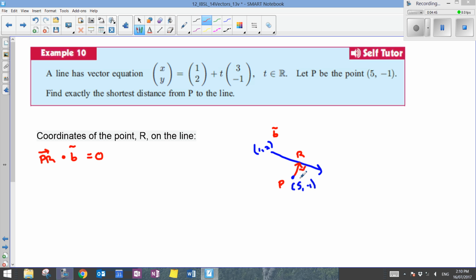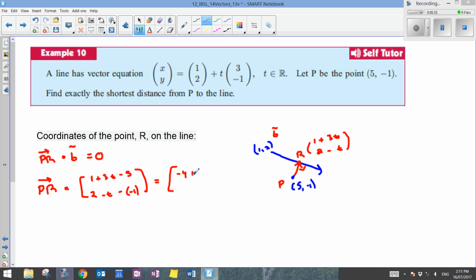Okay, so PR takes us from point P to point R, and R is just any point on this line. So that means R is going to have the position (1 + 3t, 2 - t), because it's going to be some position on this line. We just don't know exactly where it is. So to get from P to R, we do R minus P. So first thing we need to do is find PR. That is going to be (1 + 3t - 5, 2 - t - (-1)). So the PR vector is going to be 1 minus 5, so that's -4 + 3t, and 3 - t.